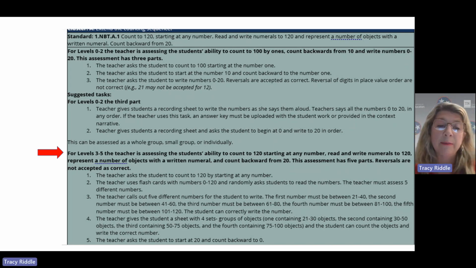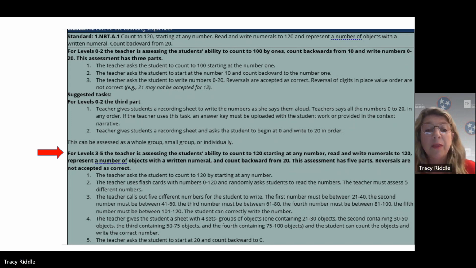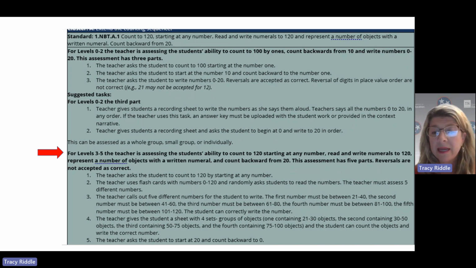The fourth part is counting sets of objects. The teacher will give the student a sheet with 4 sets. The first set of objects must contain 21 to 30 objects. The second set of objects must contain 30 to 50 objects. The third set of objects must be 50 to 75, and the fourth group must contain 75 to 100 objects. The student will count the objects and write the number.